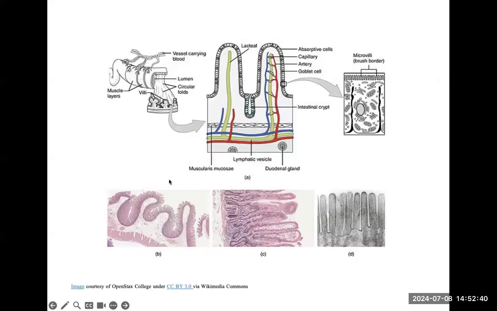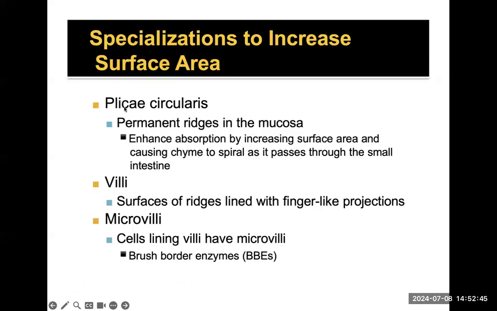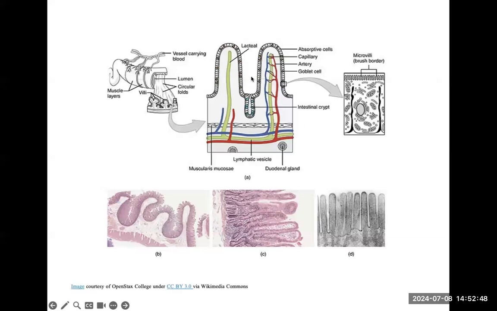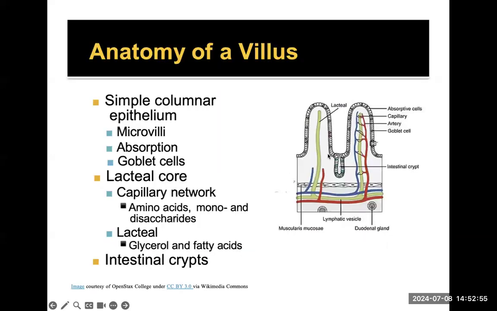So here's a really good image, right, of the difference between them. You can see you have the plicae circulares, and then if you get a little smaller, you can see you've got the villi, and then on the villi you've got microvilli, which all of them help increase surface area. So when you're looking at the anatomy of a villus and the epithelia of it, you'll call this simple columnar epithelia, which is one layer of tall or column-shaped cells. And again, they have microvilli on them, but they're really helpful for absorption. They also have goblet cells, which secrete mucus there.